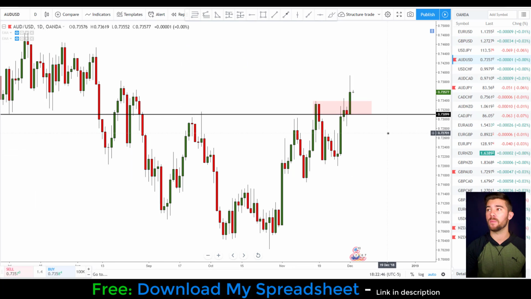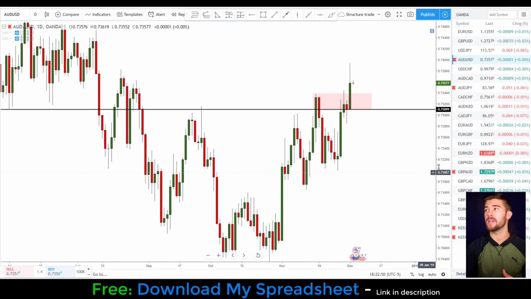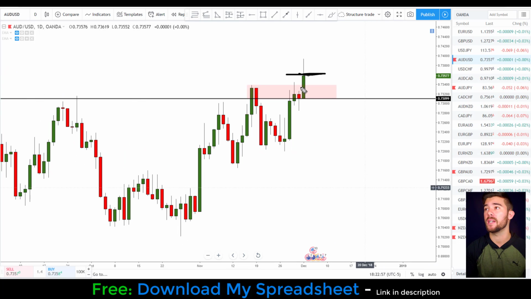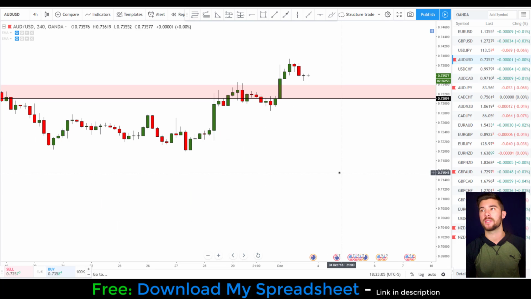Now, another pair that we were taking a look at that has done something interesting is the Aussie dollar. On the Aussie dollar, we were saying earlier in the week that we wanted to see a close above this previous level of resistance. That's exactly what we got. We'll go down to a smaller time frame to show you guys what we're waiting on now. Let's drop down to, let's say, a 4-hour chart.